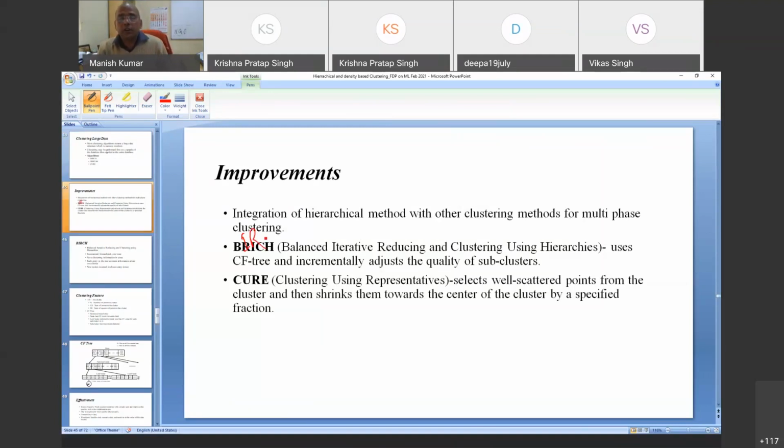We can integrate the hierarchical methods with other clustering methods for multi-phase clustering. Like in the case of Birch, the clustering of data points below the tree is done by k-means and other algorithms. So the whole structure is provided by Birch, whereas clustering itself still depends upon some basic algorithms. That sort of integration is done here, whereas in the case of CURE, it selects well scattered points from the cluster and then shrinks them towards the center of the cluster by a specified fraction.